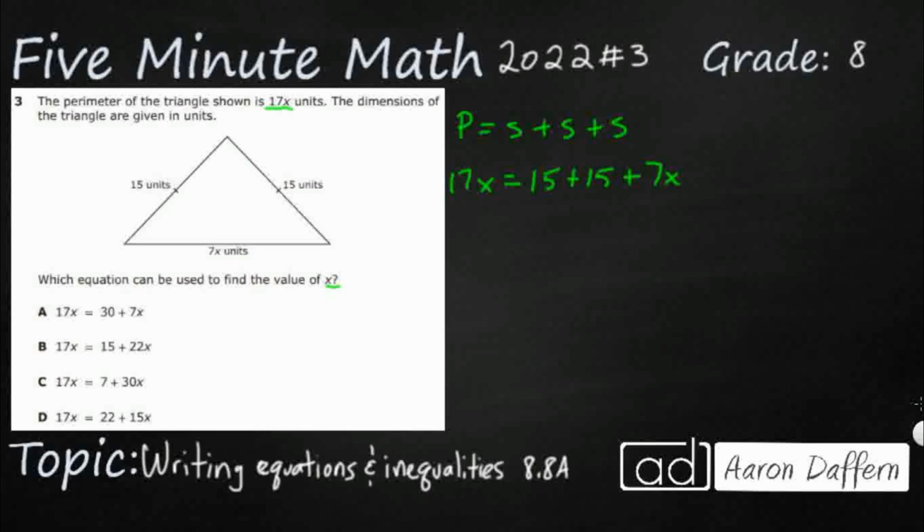Looks like that might be a right isosceles triangle, so that could possibly be the hypotenuse. And so we can at least combine like terms right here. Right, 17x equals 30 plus 7x. And take a look at what we've got. We've already got the answer of A. That's all we need to do in this particular problem.